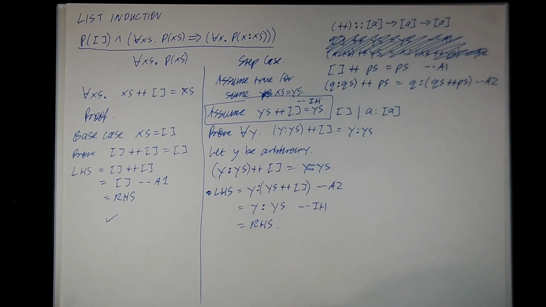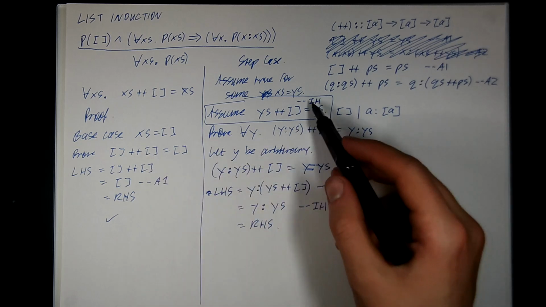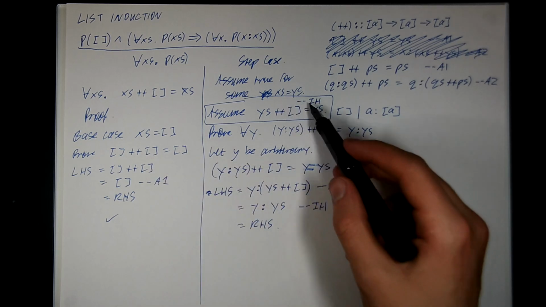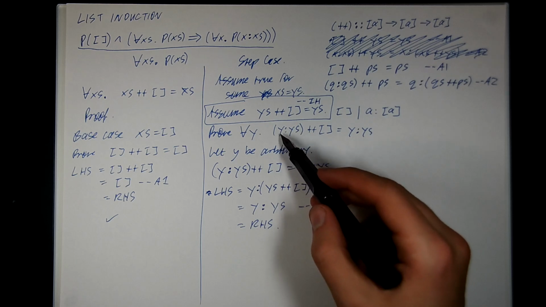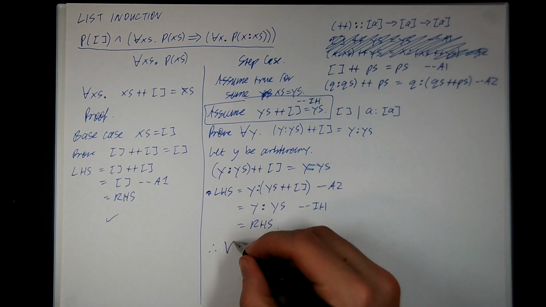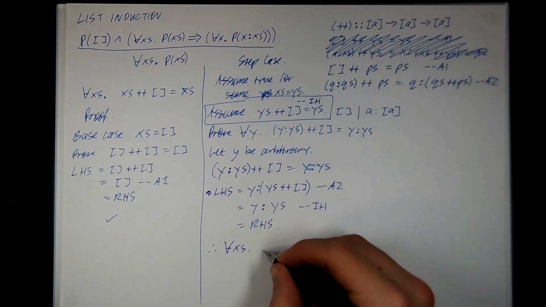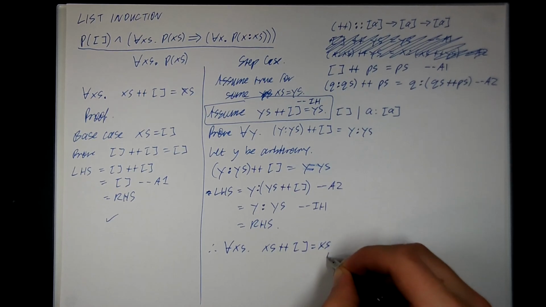Okay, so I proved it true for the base case, the empty list. I assumed it to be true for some arbitrary list and proved it was still true for that arbitrary list with some arbitrary element tacked on the front. Therefore, it's true for any list. So therefore, for all XS, XS concat empty is equal to XS. And the proof is done.